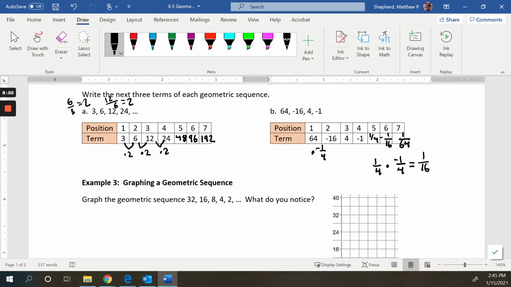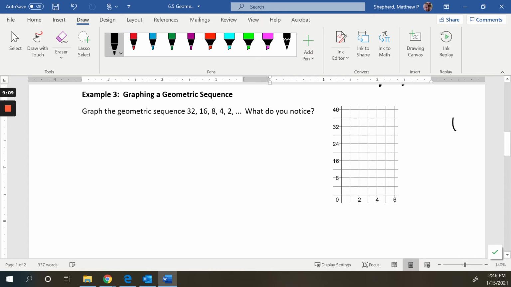Now to continue it, negative times a negative, we're going to get a positive 1 over 64 as we multiply by another negative 1/4. Okay, so find the common difference, find the common ratio, and then if it's a common difference, keep on adding it. If it's a common ratio, keep on multiplying by it.